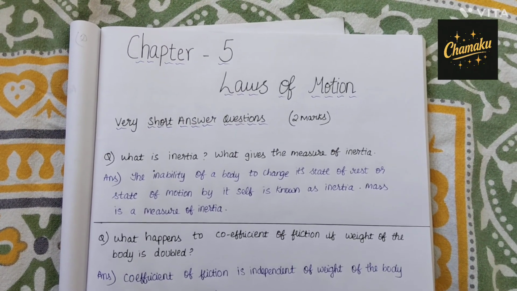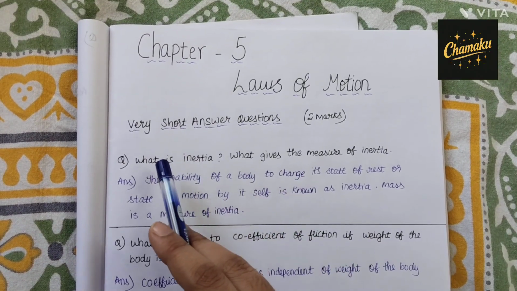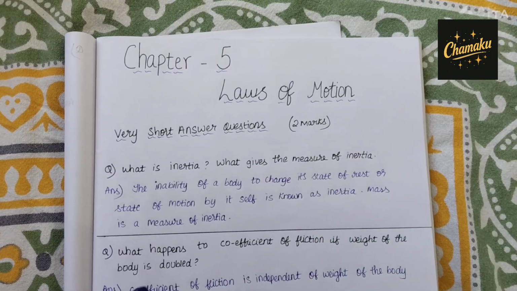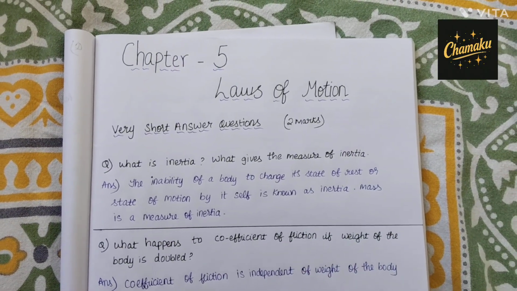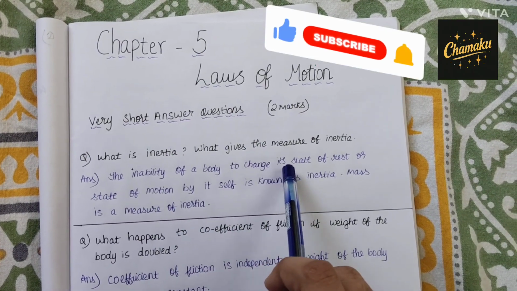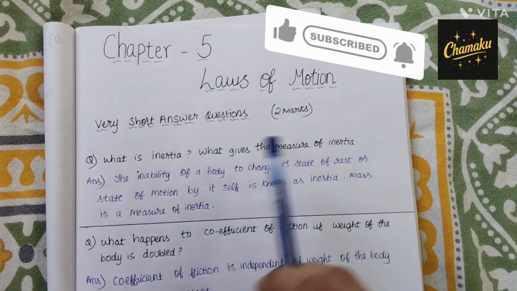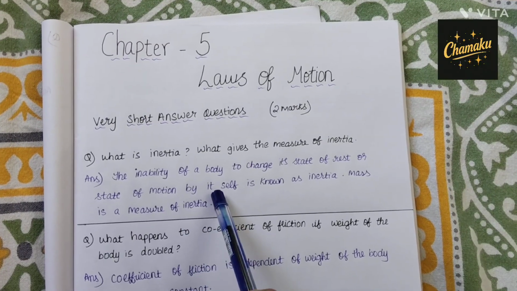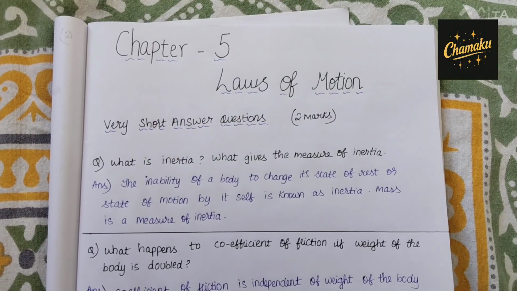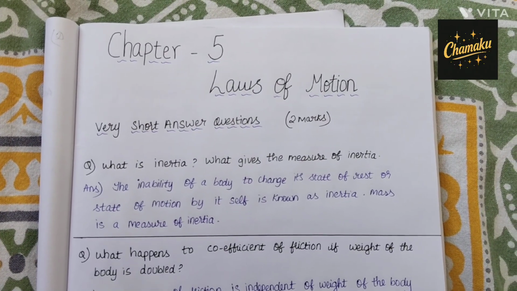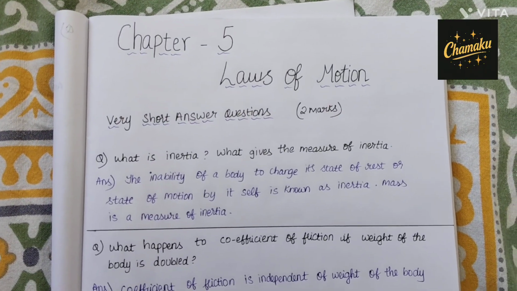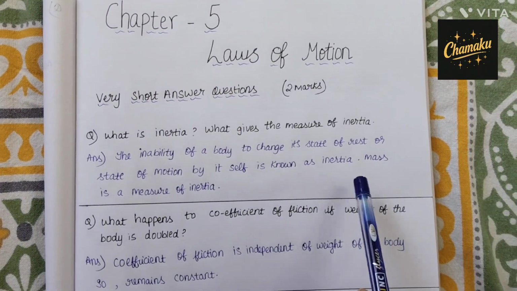So let's begin. First question: what is inertia, and what gives the measure of inertia? First we have to write what is inertia, and then what gives a measure of inertia. The inability of a body to change its state of rest or state of motion by itself is known as inertia. So it's like a natural tendency of a body to resist change in its state of rest or state of uniform motion, so it's called inertia. Mass is a measure of inertia.